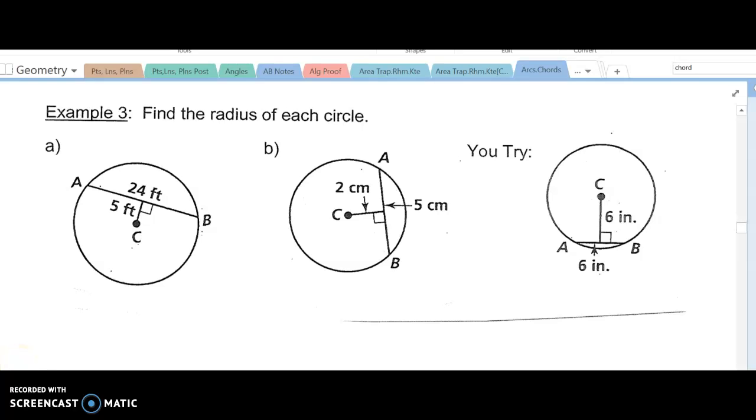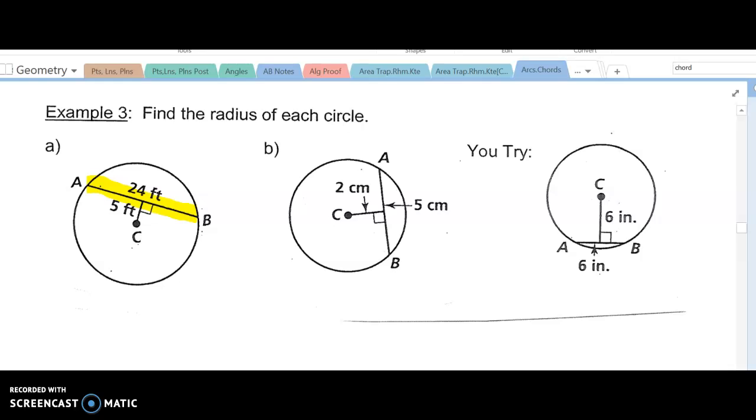Okay, so in example 3, it says find the radius of each circle. I'm just looking here at what we appear to have in this circle: a chord that goes all the way across the circle. It's 24 feet. We have a segment coming from the center. My first thought is maybe that's what we're supposed to use to find the whole length of this radius from the center to the rim. I don't know. We only know that this part of that is 5 feet, and I'm not really sure what strategy I could use to find the rest of the length of that. So let's hold on to that thought.